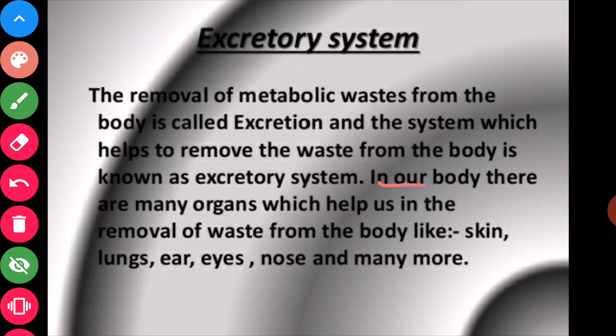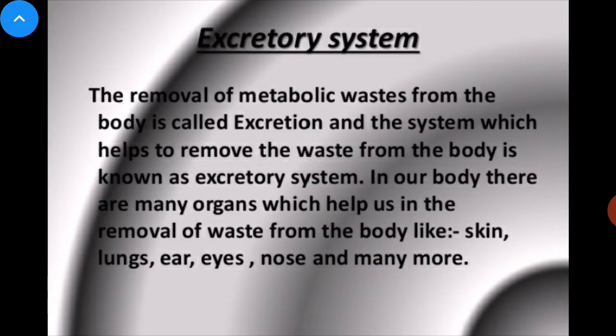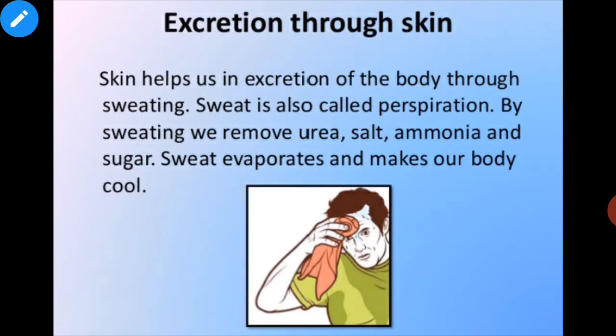In our body, there are many organs which help us in the removal of wastes from the body, like skin, lungs, ears, eyes, nose, and many more. They all help us in removing waste from the body. The human body gets rid of its wastes through many ways. How does excretion take place through skin? Skin helps us in excretion through sweating.